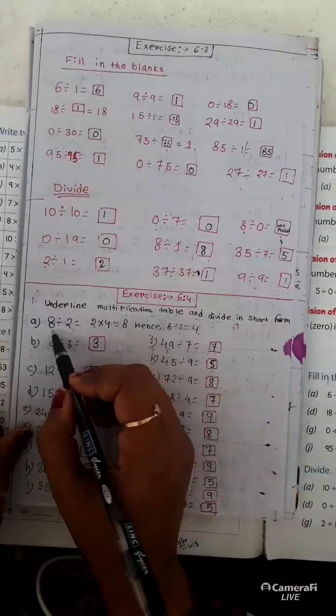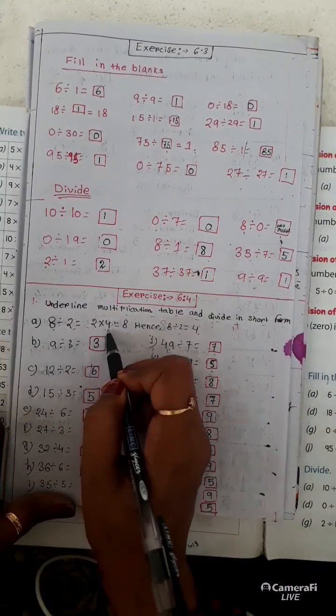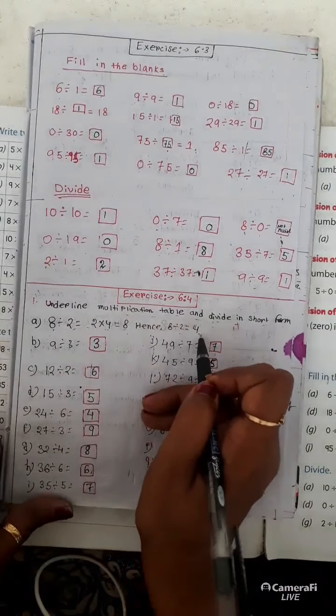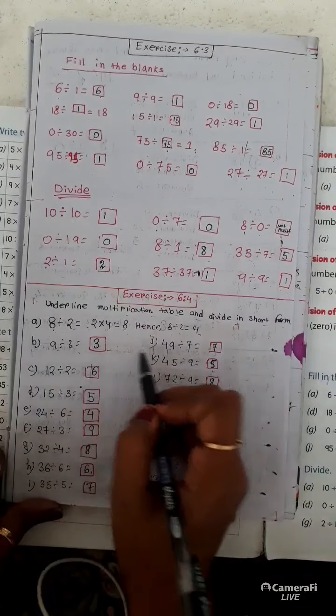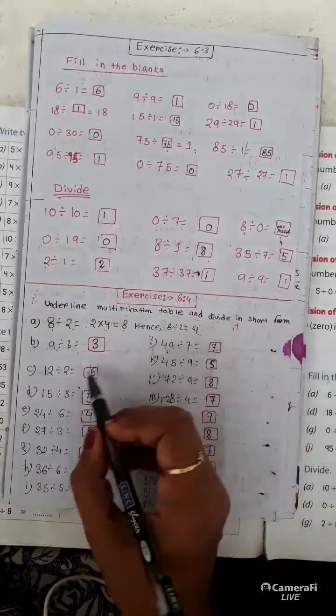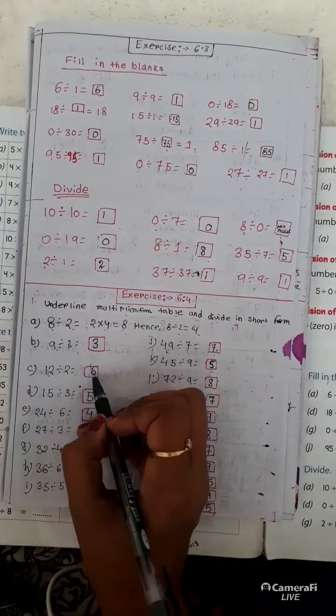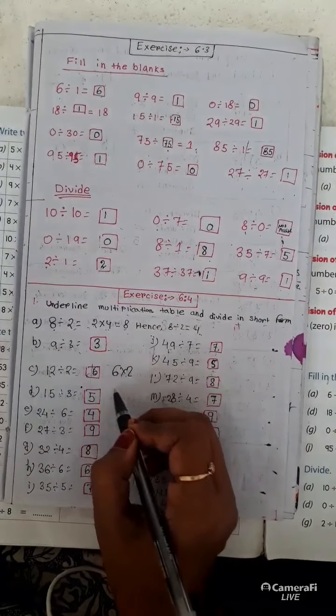So one I have done. 8 divided by 2 is 2 into 4 is 8. So 8 divided by 2 is 4. 9 divided by 3 is 3. 3 3s are 9. 49 divided by 7 is 7. 7 7s are 49. 12 divided by 2 is 6. 6 2s are, means 6 into 2 is 12.